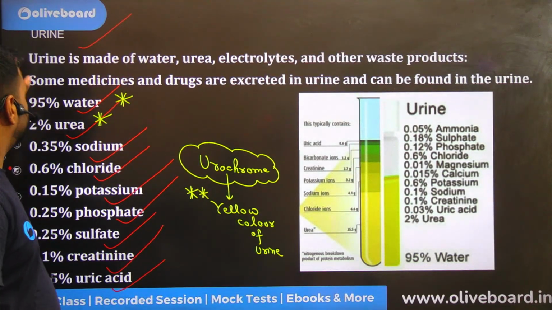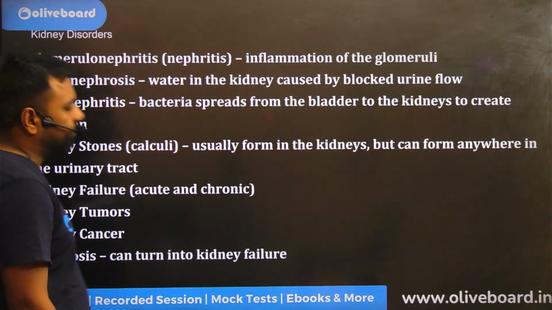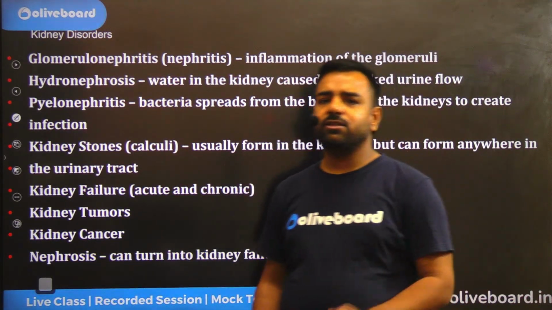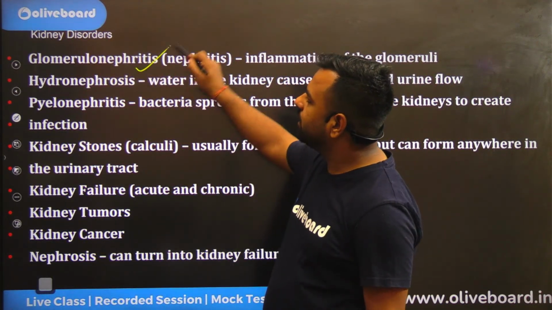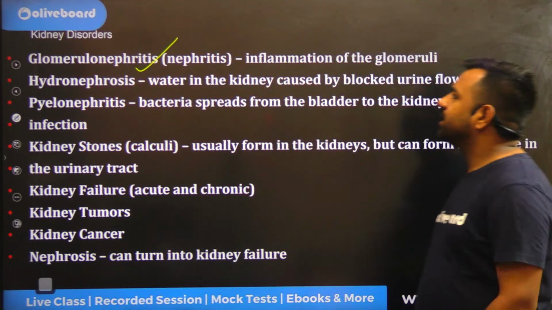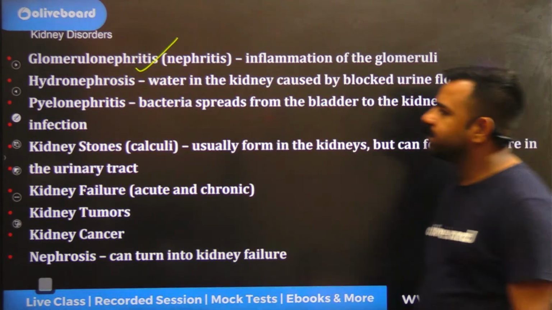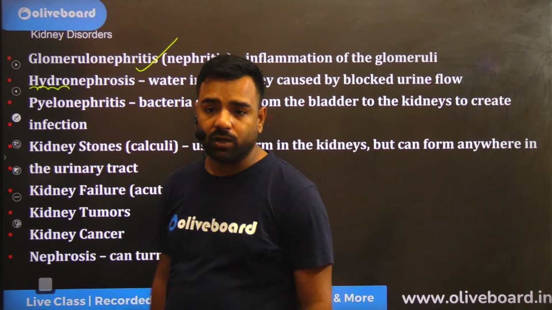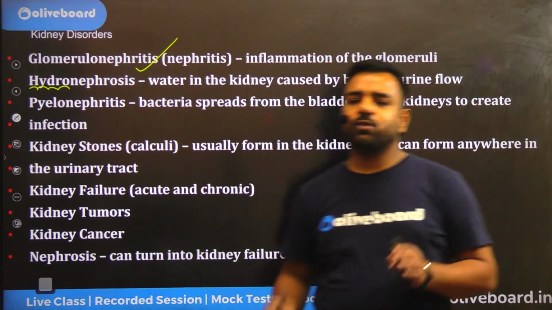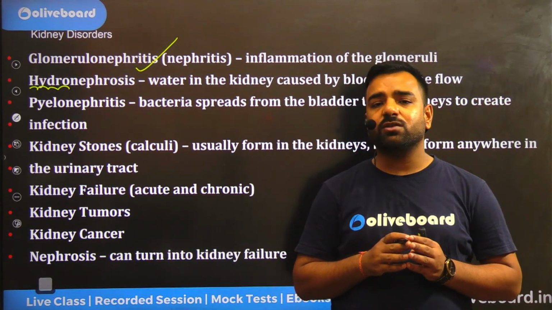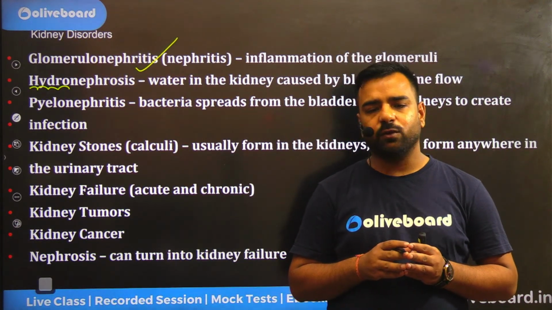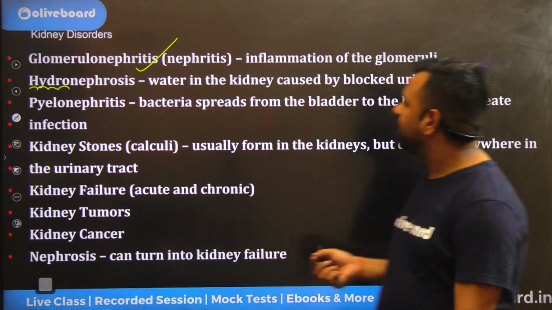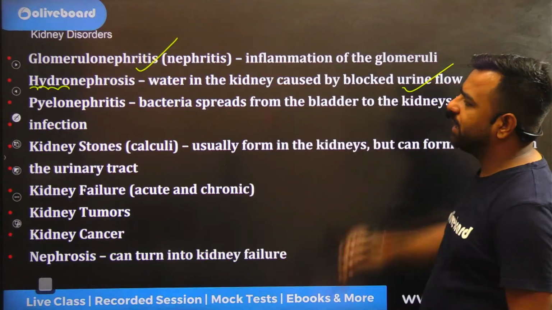Okay, but now there are some issues which are linked with the kidneys. So there are some kidney disorders. First of all, it's glomerulonephritis. So it is the inflammation of the glomeruli. Second is hydronephrosis. So see, from the hydro term we can link it with water. So hydronephrosis, what is it? It's the water in the kidney that is caused because of blocked urine flow, that urine is unable to flow. So water in the kidney caused by the blocked urine flow, that is hydronephrosis.